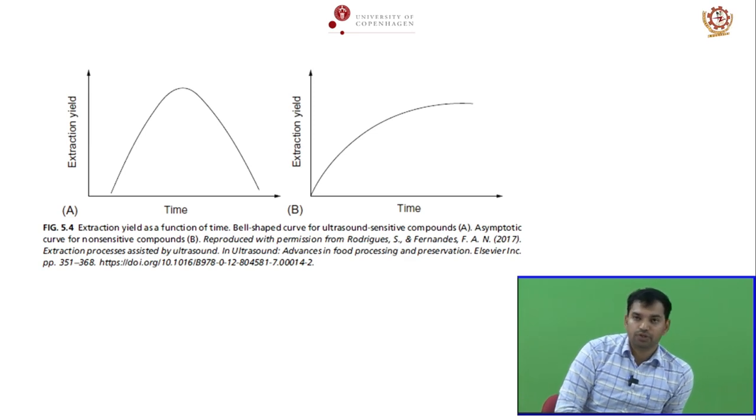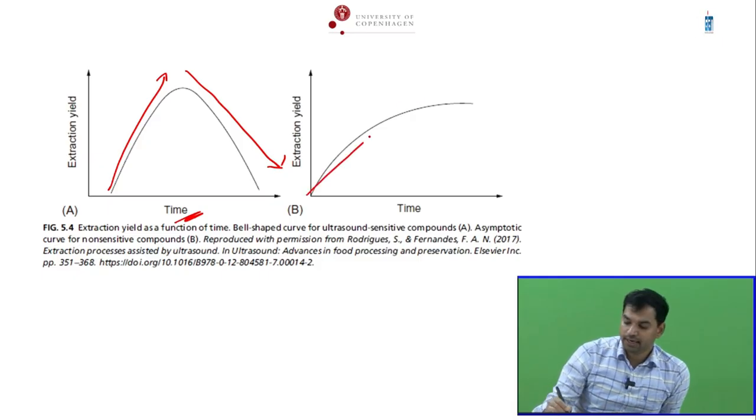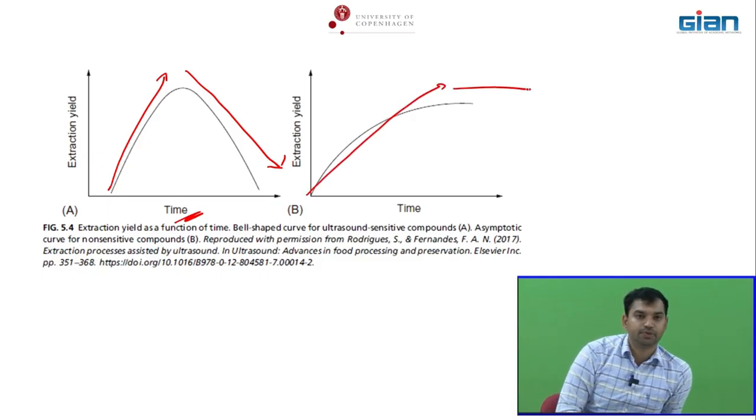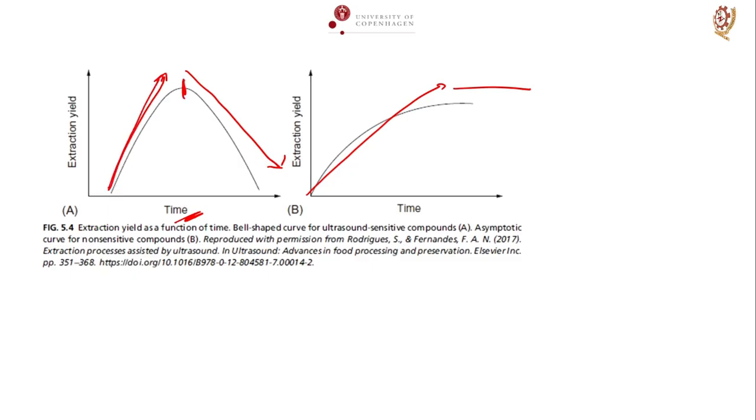In ultrasound, usually the yield increases with time, the ultrasound treatment time here, and then the yield can decrease. And sometimes the yield can continuously increase, then come to a plateau. Now can you tell me why the yield increases, up to some point? Increasing ultrasound treatment time increases the yield, why?